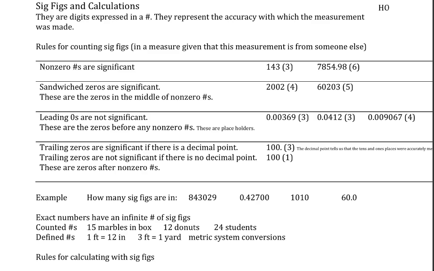The number 7854.98 has 6 non-zero numbers in it. They are all significant. So this 7854.98 has twice as many sig figs.